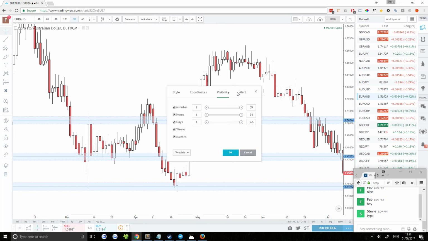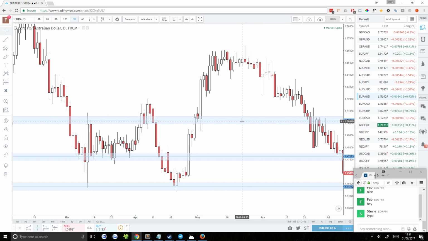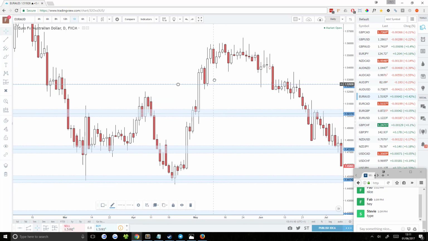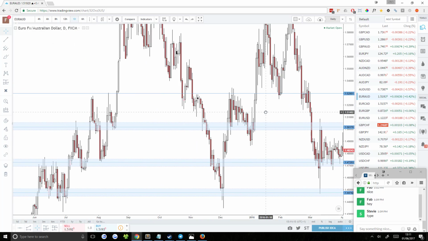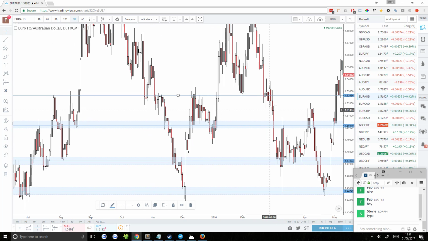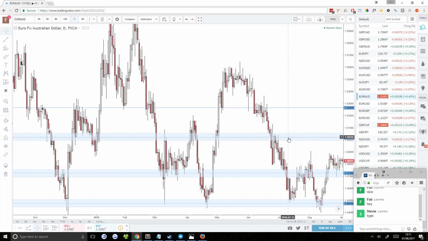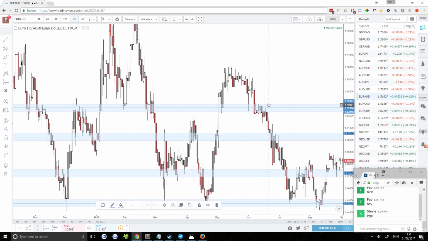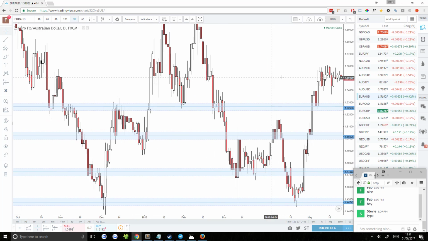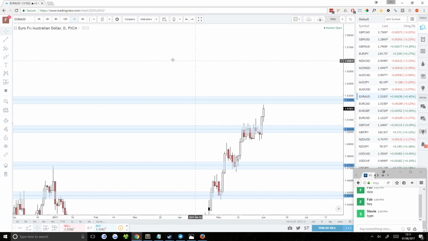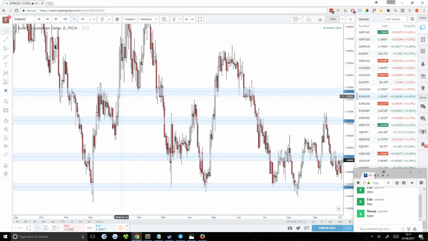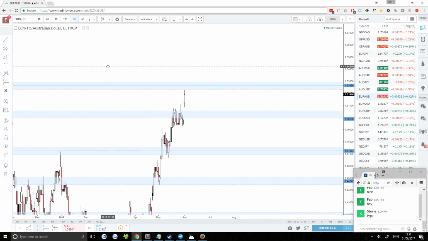There we go. All right, yeah, this looks like an okay resistance area. I mean, it's got a few bounces on the daily chart. It looks okay. Euro AUD.